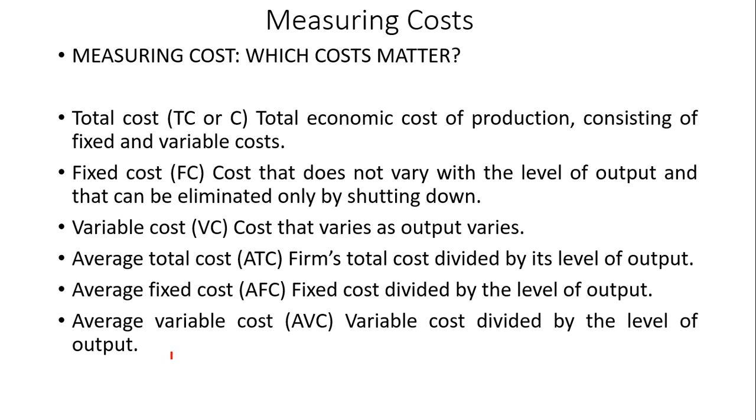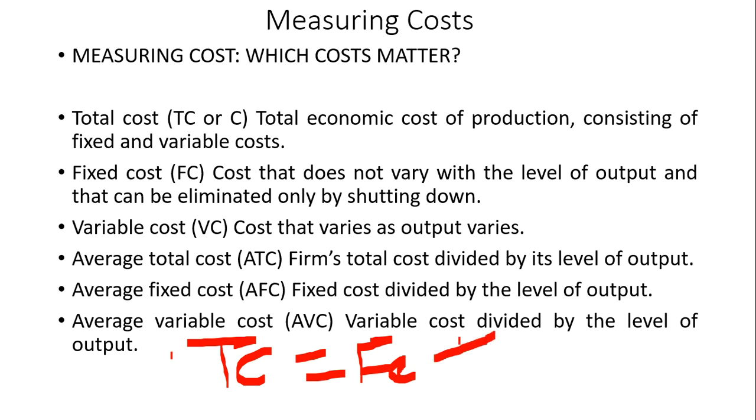So since total cost is equal to fixed cost plus variable cost, then for us to get the average total cost, we're just going to divide throughout by Q.